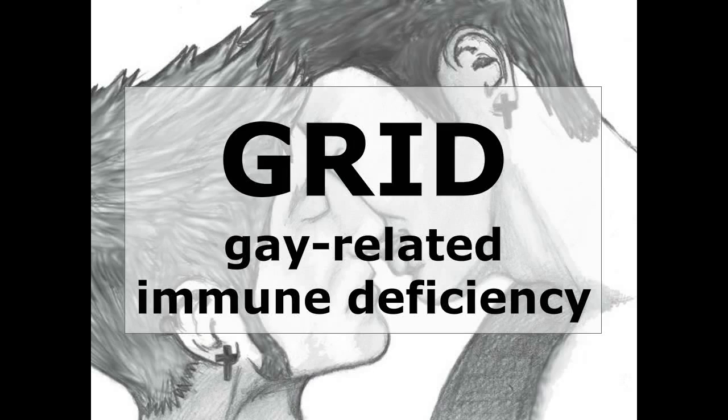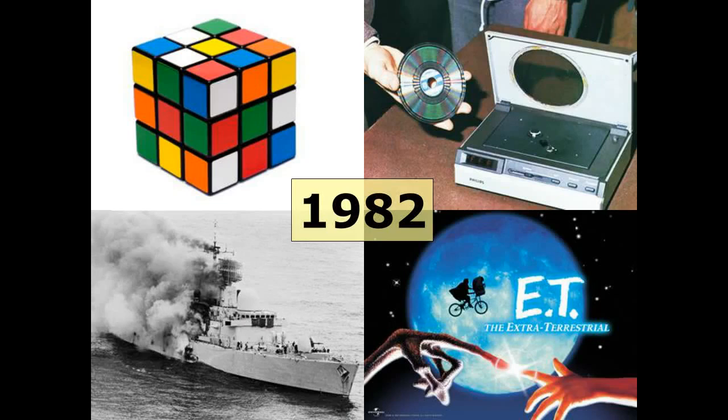The first name of this disease was politically extremely incorrect, and in fact it was GRID, gay-related immune deficiency, a term which was quickly forgotten, but that pointed really to the fact that in the beginning they thought that this was only a disease in gays.